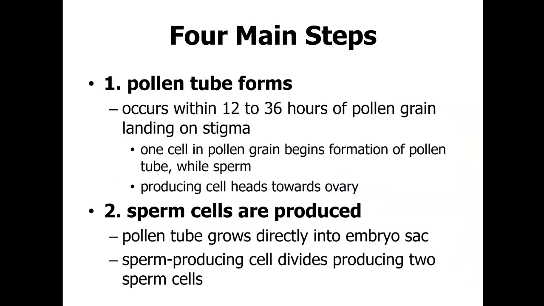So pollination happens in 4 main steps. First, once it lands on top, it's going to create that pollen tube. This occurs within 12 to 36 hours of the pollen grain landing on the stigma. One cell in the pollen grain begins the formation of the pollen tube, while sperm-producing cells head towards the ovary. Then the sperm cells are going to be produced. The pollen tube is going to grow directly into the embryonic sac, and those sperm-producing cells divide and produce 2 sperm cells.